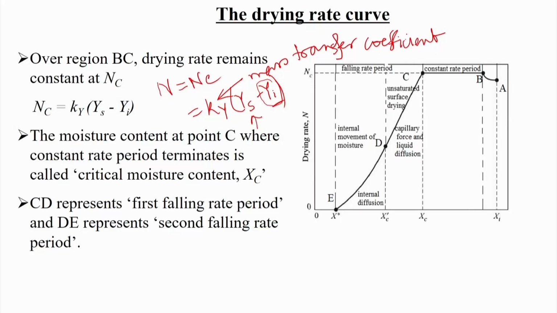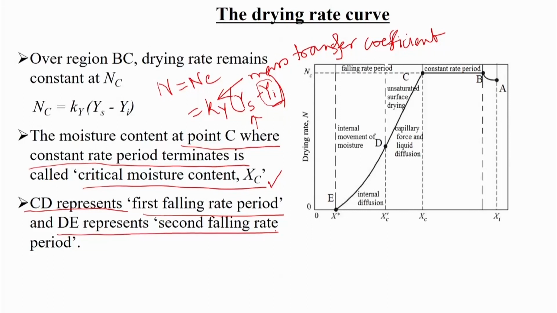So, the moisture content at point C where the constant rate terminates is called the critical moisture content. Critical moisture content means the constant drying rate period is over and the falling rate period starts. C D represents the first falling rate period and D E represents the second falling rate period.